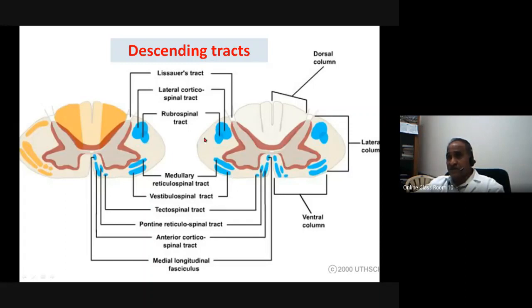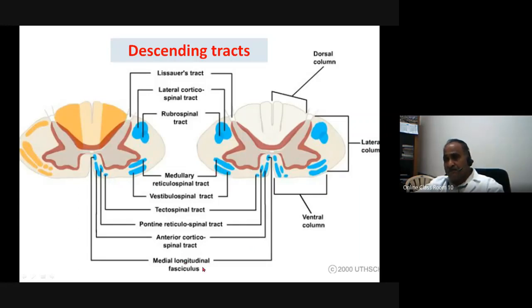Crossed fibers. Then we have from the red nucleus, the opposite red nucleus, a rubrospinal tract. Then we have the reticular system, the medullary reticular system. This is the tract, reticulospinal tract, the medullary reticulospinal tract. We have the vestibular system, the vestibulospinal tract. This is vestibulospinal tract.